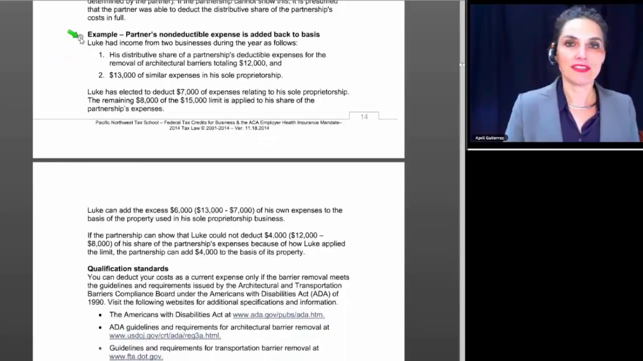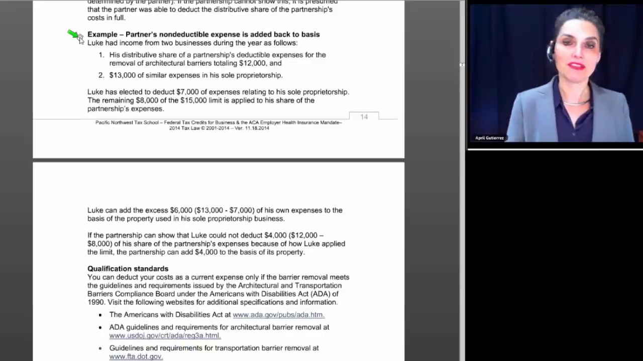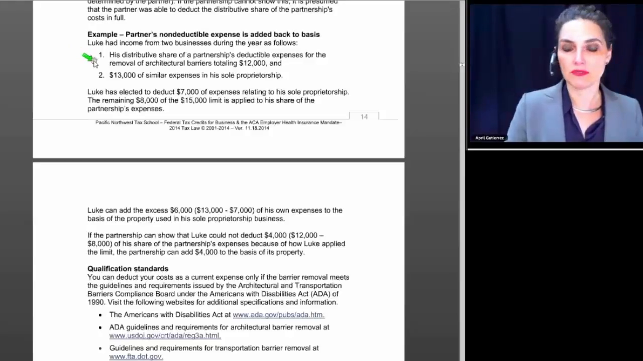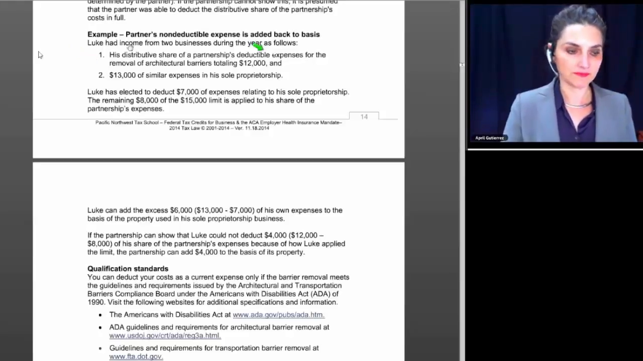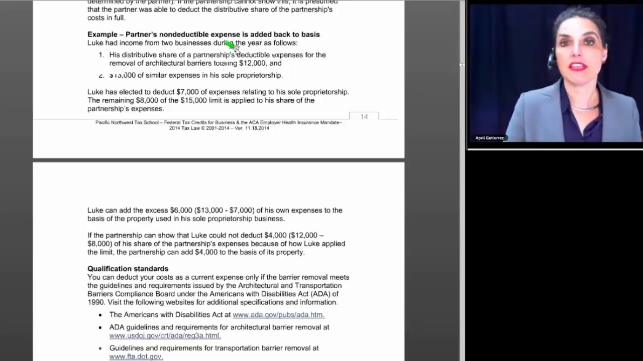So here we have an example where we have a partner who is not able to claim a full deduction from his share of partnership expenses flowing through to him on his K-1. Luke had income from two businesses during the year as follows. His distributive share of a partnership's deductible expenses for the removal of architectural barriers totaling $12,000, and $13,000 of similar expenses in his sole proprietorship. Well, 12 plus 13 is clearly more than 15. You get 25, so he's going to be limited.